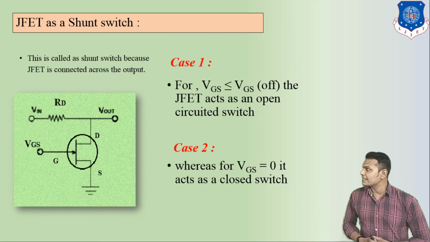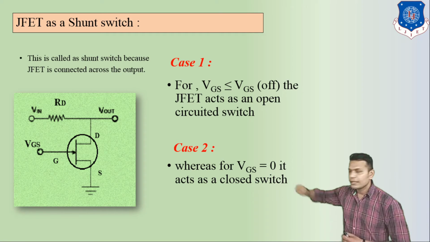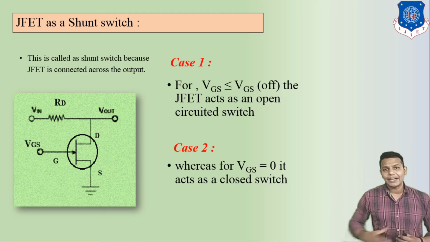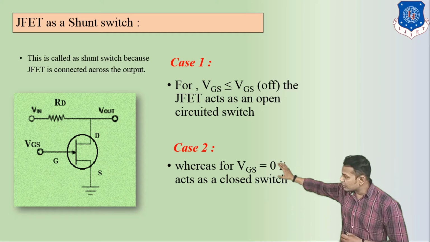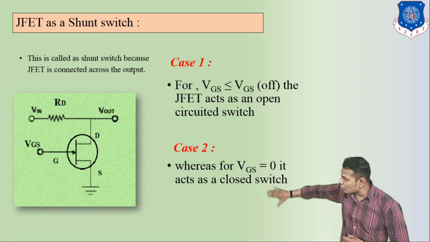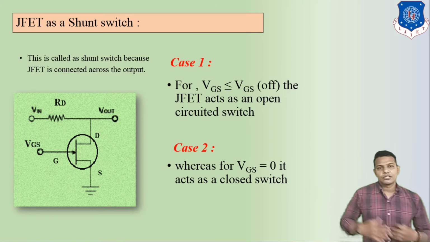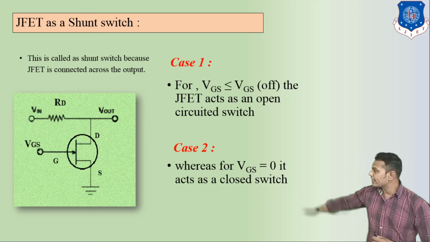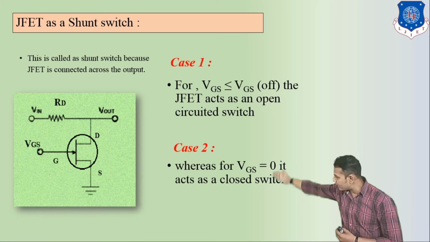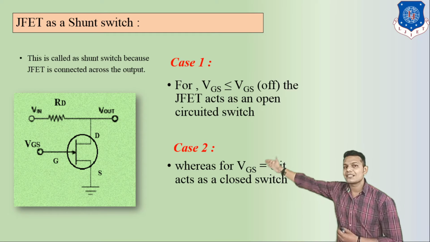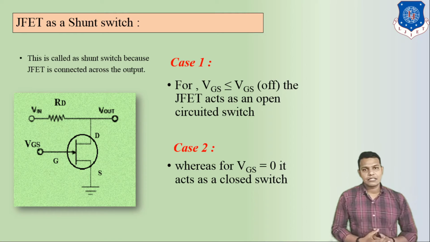Here we can see the JFET as a switch. In this circuit diagram there is a connection in shunt. Why is it a shunt connection? Here we can see in this figure the JFET is connected across the output, V output. That's why it is known as a shunt switch, right? Here we can see E in, the input voltage, then a resistor, then the JFET, and across this JFET there is the output voltage. So there are two cases.